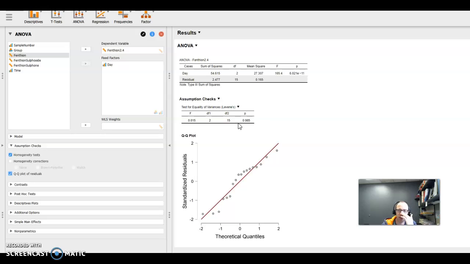And the Levene's test, which remember we want to fail to reject, that would tell us that it's okay to assume the population variances are equal. And here we're even further away from that 0.05 than we were when we did the square of the Fenthion. So this is looking great in terms of assumptions. The standard deviation or variance of our three groups are relatively equal.